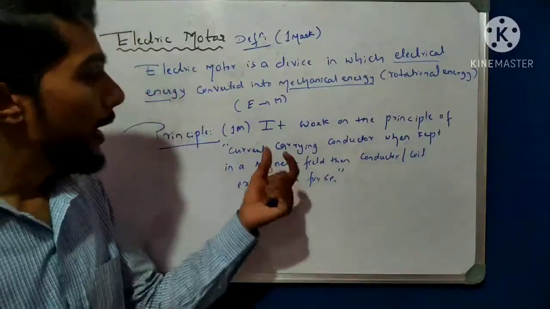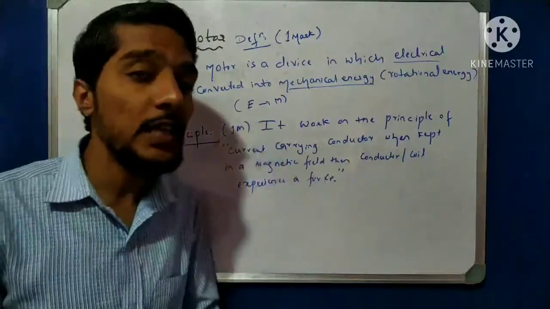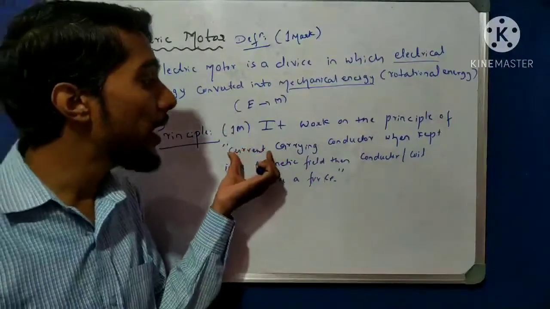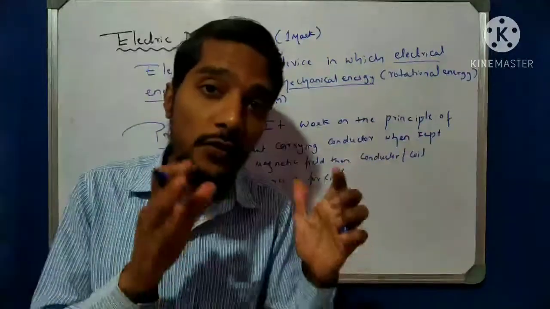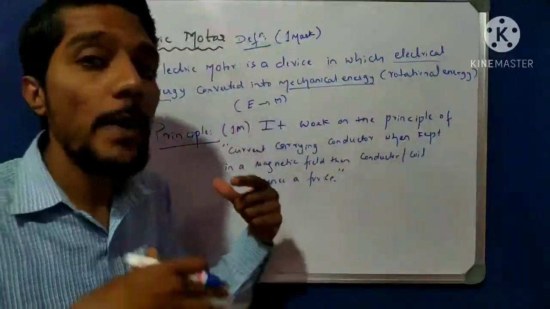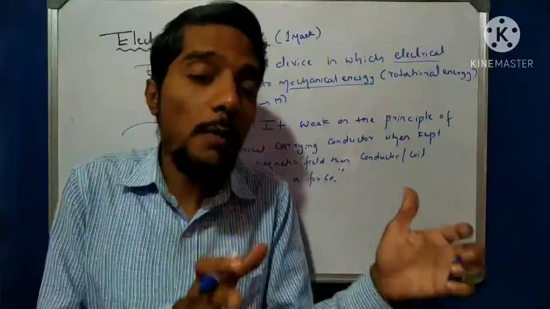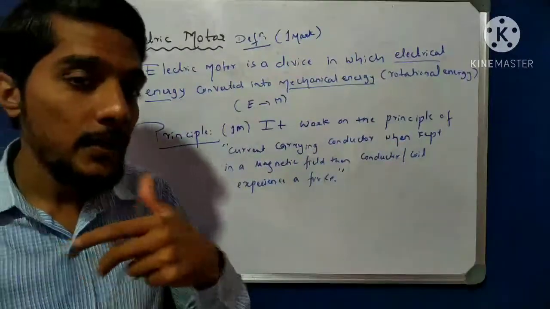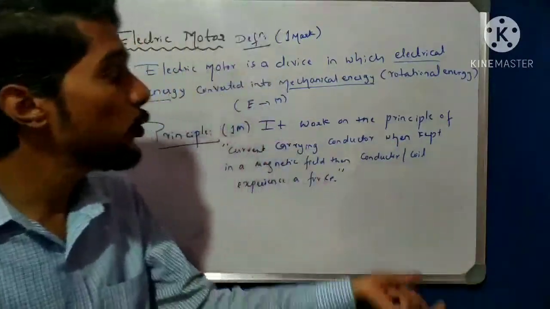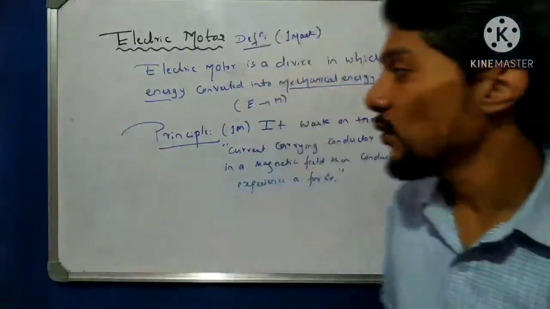So here, any conductor which carries current, that is important. The current must be present in the conductor. So a current carrying conductor when kept in a strong magnetic field, you may write a strong magnetic field, or simply magnetic field, we observe that there is a motion of the conductor. That principle is used by scientists and engineers to develop an electric motor. So that is the principle.